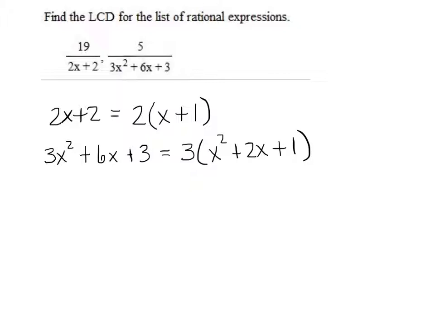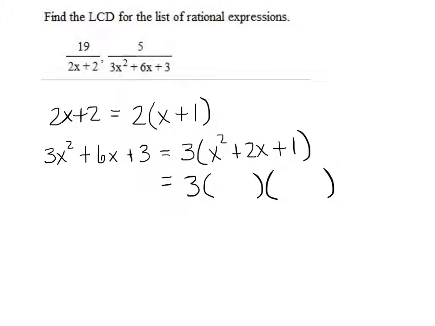Now this is not completely factored just yet. I can factor the x squared plus 2x plus 1. So I'm going to factor that. And then I'm going to see what I need for my lowest common denominator. Another name for a lowest common denominator is the least common multiple. So whatever we get has to be a multiple of the other two.